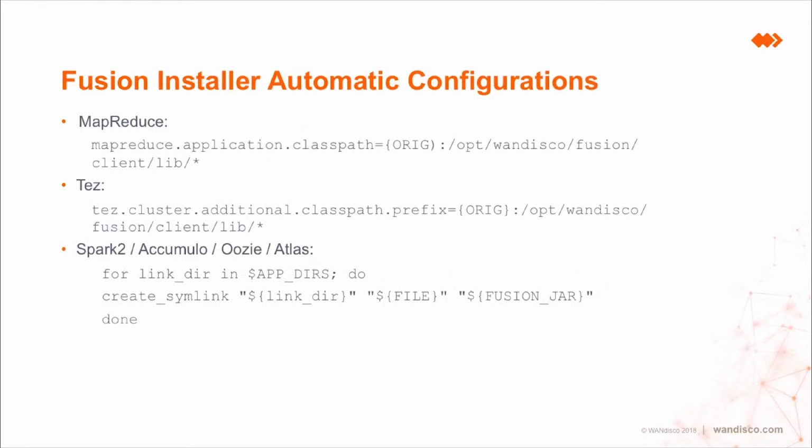The Fusion installer automatic configurations. MapReduce is covered with the /opt/wandisco/fusion/client/lib/*. You can see the classpath is modified there, the MapReduce application classpath. Tez, the tez.cluster.additional.classpath.prefix points to the /opt/wandisco/fusion/client/lib/* libraries. And Spark2, Accumulo, Oozie, and Atlas create a symbolic link to the appropriate directory for the Fusion jars.